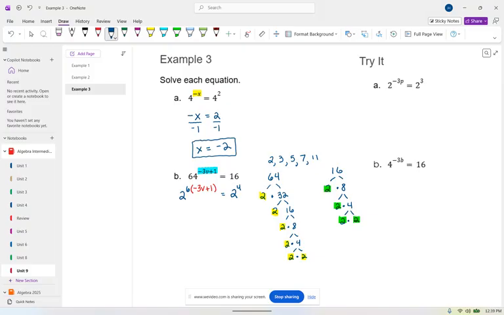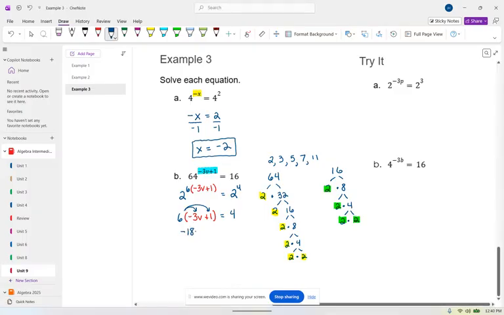Well, now look at the bases. The bases are the same. They both have a base of 2. So now we can compare just the exponents. So we have 6 times negative 3v plus 1 equals, the exponent on the second one is 4. So just the exponents equal to each other. Now we have to distribute the 6 into the parentheses. We have 6 times negative 3v, which is negative 18v, plus 6 times 1 is 6, equals 4.